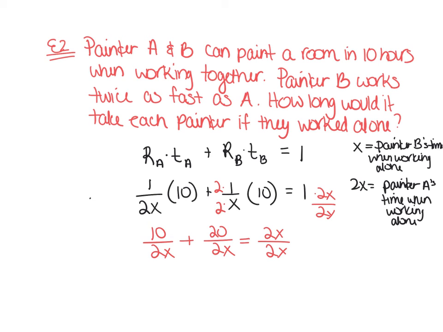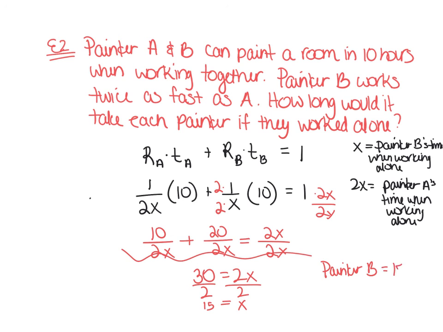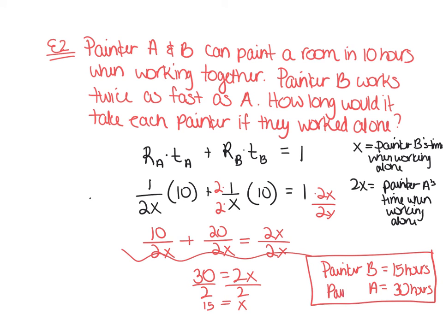So if you want to solve it that way, we can. And then what we're left with is 10 plus 20 equals 2x. I'll divide by 2, and x equals 15. So what that means is that painter B would take 15 hours if they worked alone, and painter A would take 2 times that amount, so that would be 30 hours. So obviously working together here, they can do it in 10 hours, so that would be obviously the faster way to go.